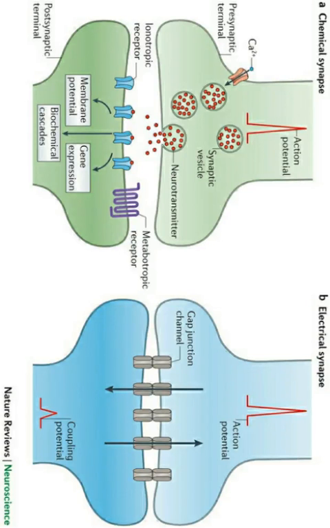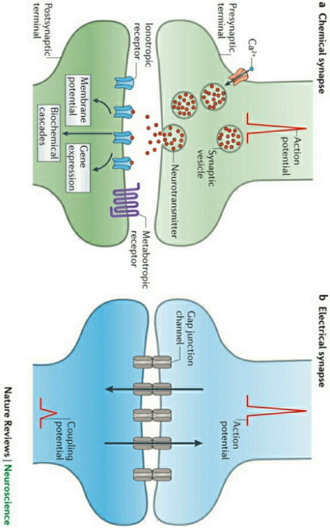Okay, so today I'm going to talk about synapses. So what is a synapse? A synapse is a place where a neuron makes a connection with either another neuron or with an effector like a muscle cell or a gland cell.